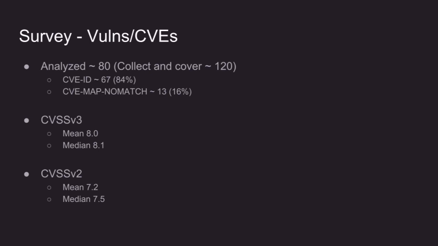Then, of course, having all this information covered for these 80 vulnerabilities, we measure their CVSS version 3 and CVSS version 2 scores. Sometimes only one is available, sometimes both. Nevertheless, they're kind of consistent. We can see that the CVSS version 3 score on average is about 8.0 to 8.1, and CVSS version 2 is 7.2 to 7.5. What it basically means is that IoT malware generally uses non-critical vulnerabilities. It's kind of expected, but they don't need to use critical vulnerabilities to be successful.